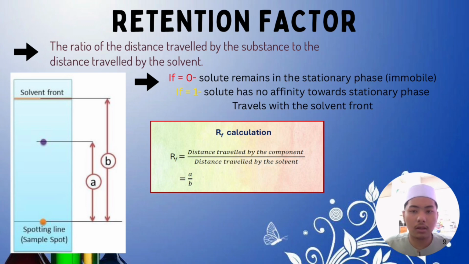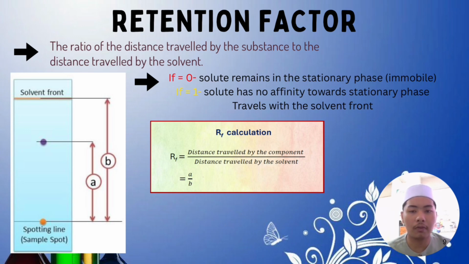So let's see, in chromatography we have the retention factor, which is about the calculation in this chapter. So what is retention factor? Retention factor is the ratio of the distance traveled by the substance to the distance traveled by the solvent. So let's see in the picture we have A and B, where A is the distance traveled by the component and B is the distance traveled by the solvent.